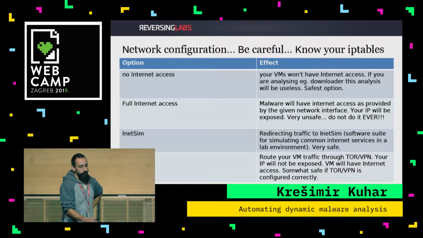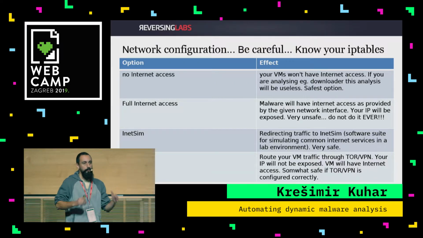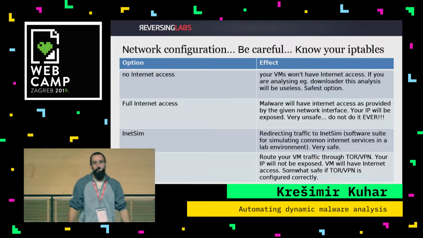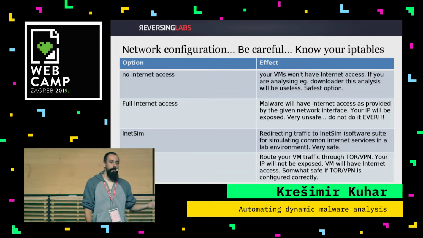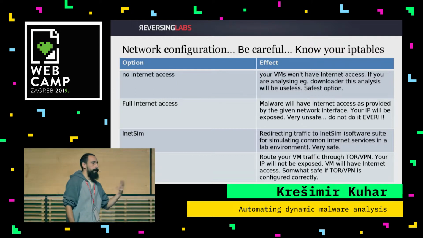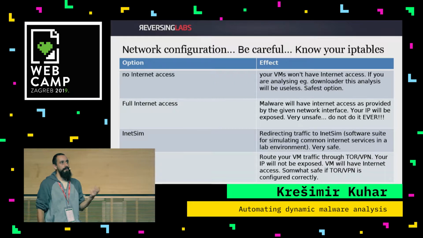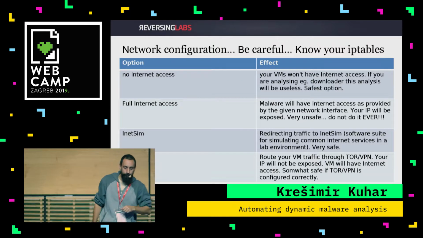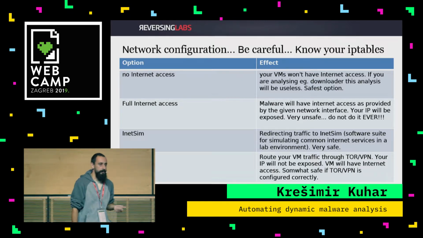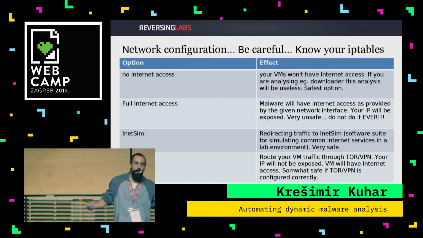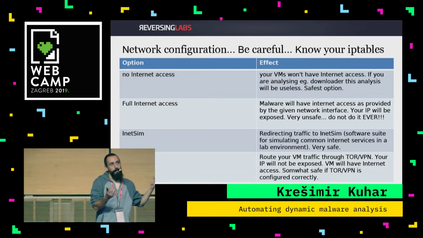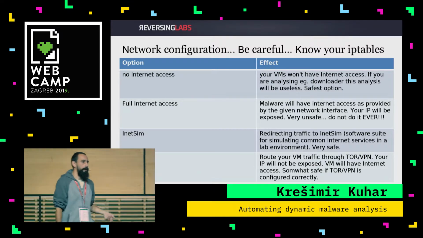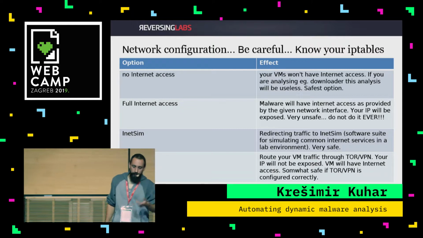configuration. You can go 4 ways. You can give no internet access to your virtual machines, and that will be good, but your analysis will be limited, for example, if you're analyzing a downloader. And a downloader is a malware that basically doesn't do anything to your infrastructure, but it downloads the malicious payload. You can go to the full internet access, which I would not recommend to you because your architecture will get exposed, your IP will get exposed, you could get blacklisted, you could have some legal problems, and so on.